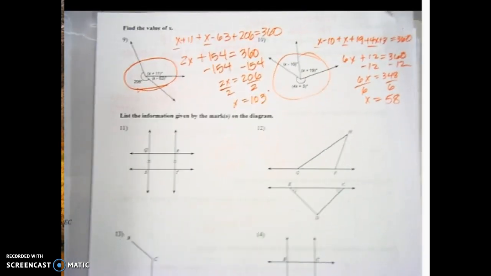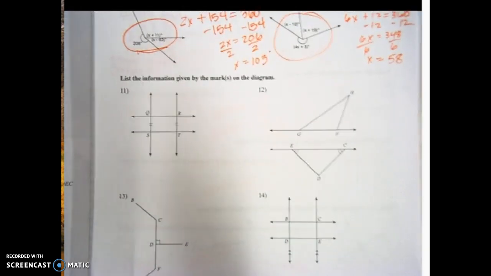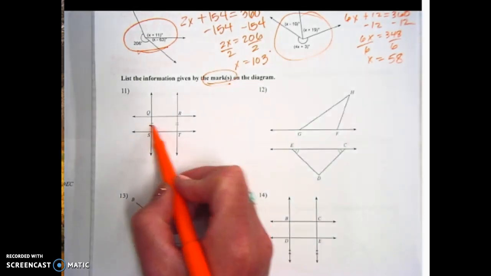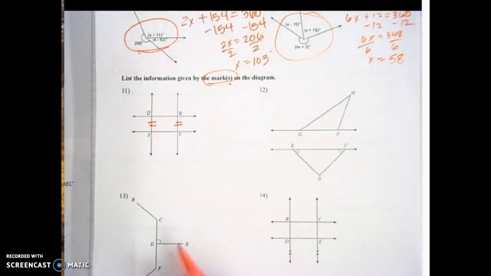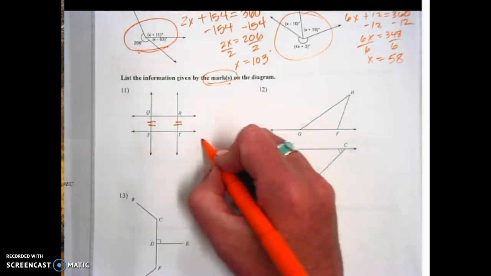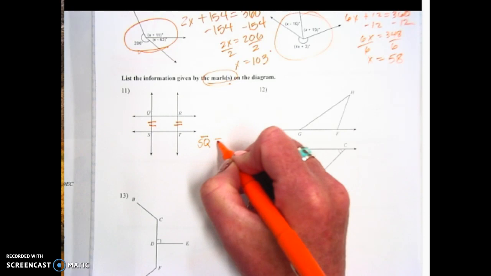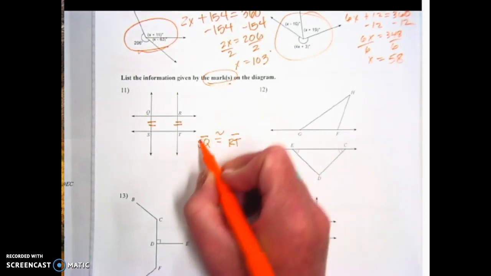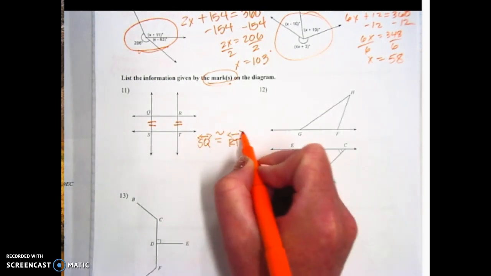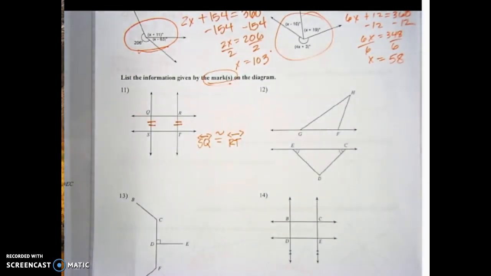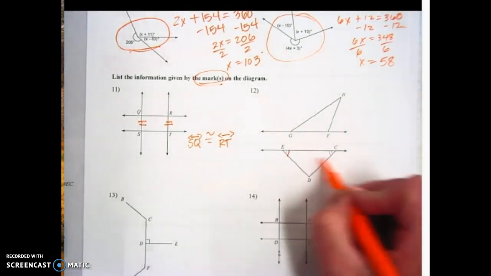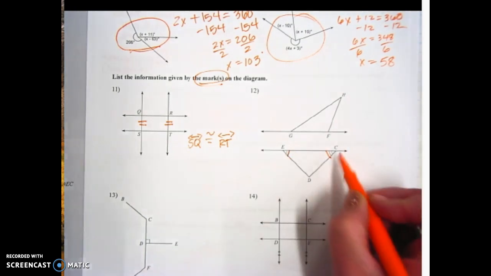Number 11 through 14, the directions say, list the information given by the marks. So you're looking at the marks and you want to see what these mean. These are what we call tick marks and they signify congruence. So you can either say that segment SQ is congruent to segment RT, or you could have drawn those as lines like this because they extend. Either way would be fine. Number 12, we have an arc mark here and an arc mark there. That means that these angles are congruent.